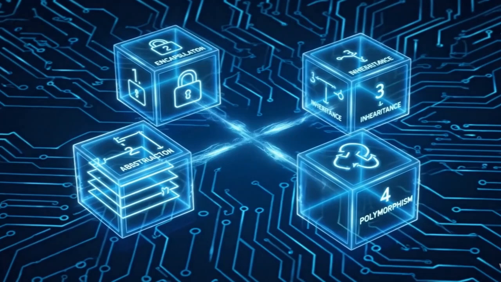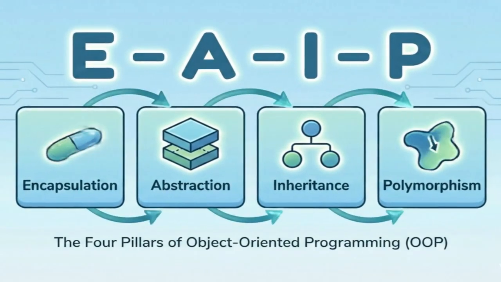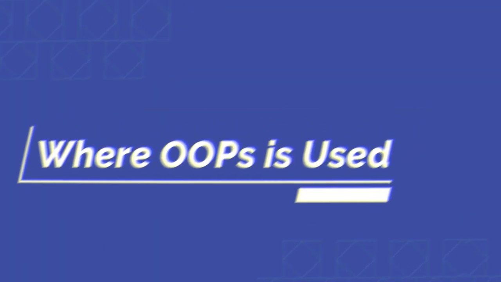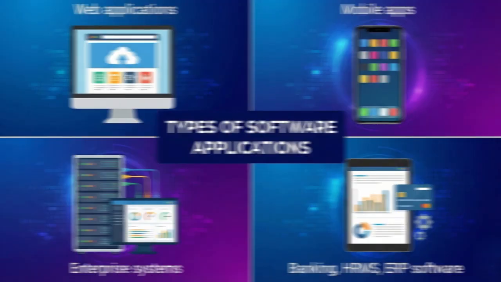Easy memory trick: EAIP. Encapsulation, abstraction, inheritance, polymorphism. Where is OOPS used? OOPS is widely used in web applications, mobile apps, enterprise systems, banking, HRMS and ERP software.